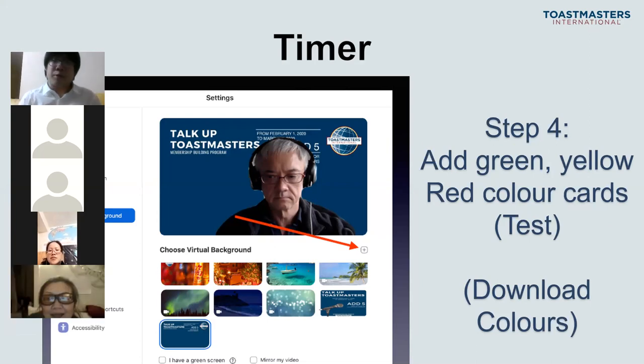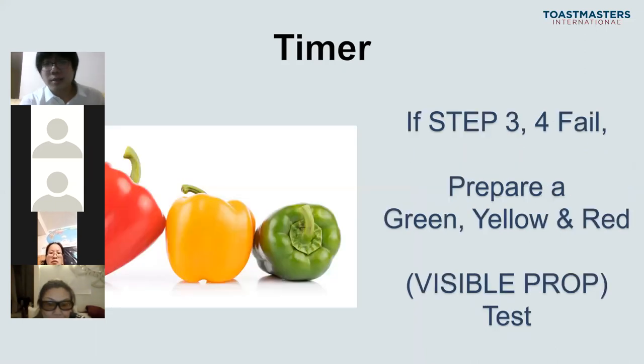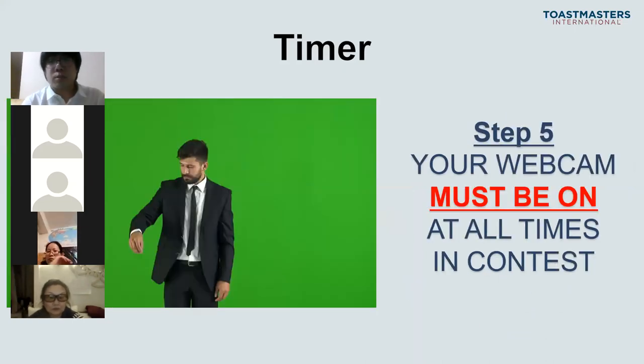So for virtual background, you need to have the green, yellow, and red color cards downloaded and added to there. Your next function is making sure that you download the cards correctly. Don't download golden color because it may be distracting at that time. Or if step three, step four fails, then you will have a virtual actual tool like raising up the green, yellow, and red, making sure that it's visible on the screen because the contestant will look at your timing cards. And your webcam has to be on most of the time because they will be looking at you. Whatever you're doing, you will be the main focus for most of the contestants. So the timer, do not switch off your webcam.